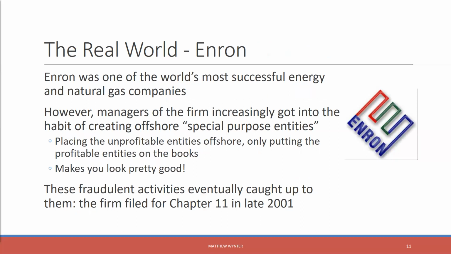Enron was one of the world's largest and most successful energy and natural gas companies. However, management got in the habit of using these special purpose off-the-book entities. Think of it as, I have a project that's unprofitable, or I have a trading strategy that's done terribly. Rather than take that hit on my actual books, I'm going to create an offshore entity and put the losses over there. So this is a good way to cook the books until people find out that you've been a fraud the whole time. And so the firm filed for Chapter 11 in 2001.